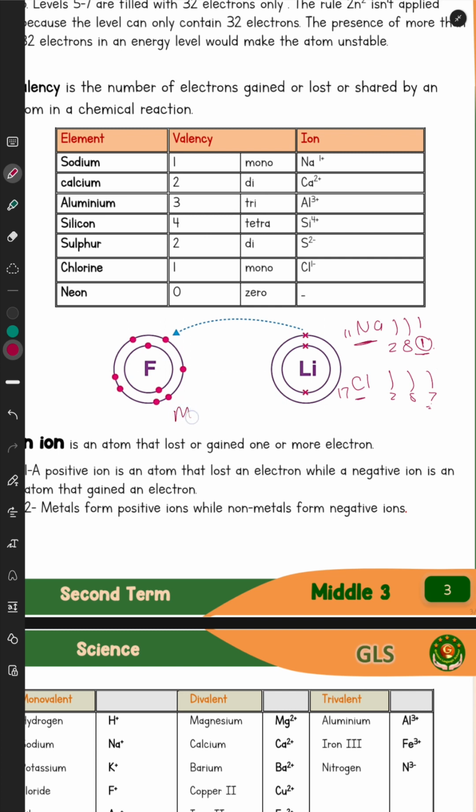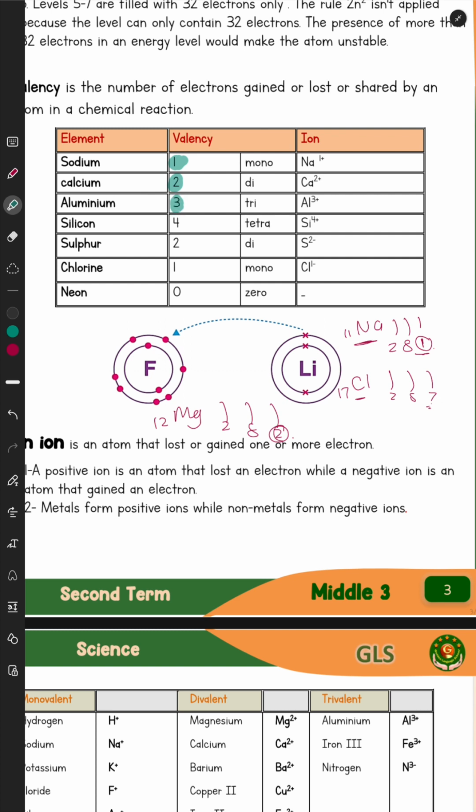What about magnesium Mg12? Okay, let's make the electron configuration: 2, 8, 2, of course. So it will lose 2 electrons during the chemical reaction. So magnesium has 2 valency. Okay, let's take a look at them. Sodium, of course, has 1 valency, monovalent. Calcium Ca20, 2, 8, 8, 2, so it is 2, divalent.